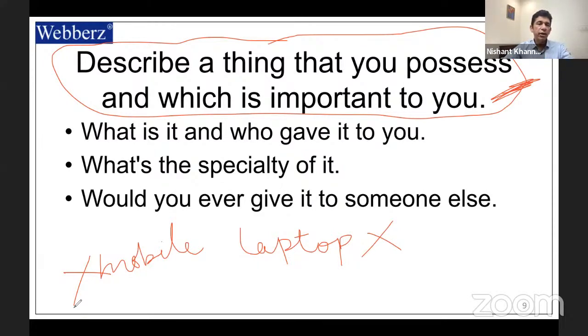Yeah, start writing down the ideas. A thing that you possess which is important to you. Write down something which is important to you. Please write it down. Anything that is important to you. Okay, Kirandeep Kaur says a wristwatch. Very nice, Kirandeep Kaur. That's a good idea. That is not a mobile, not laptop. Good.